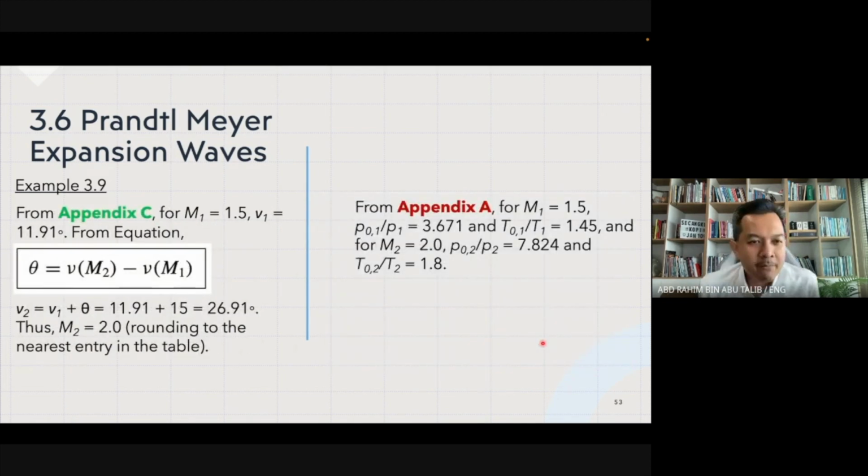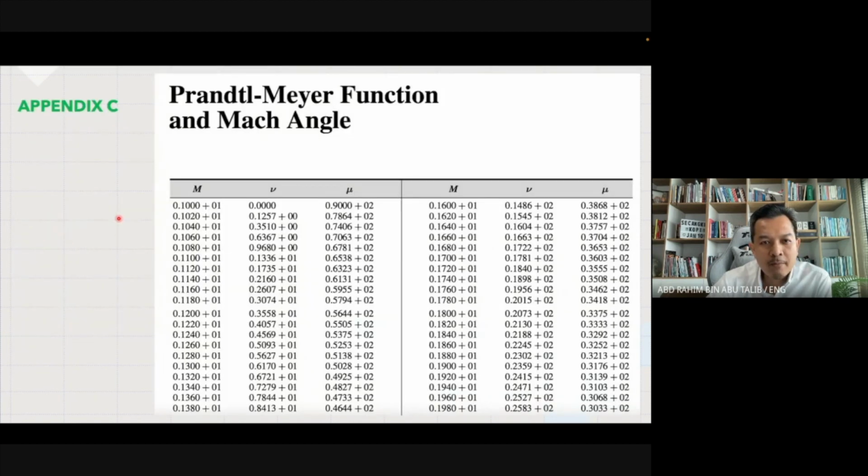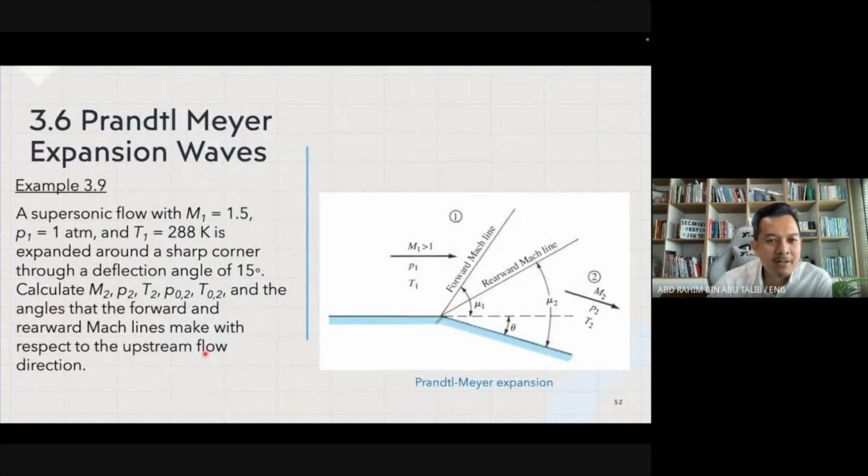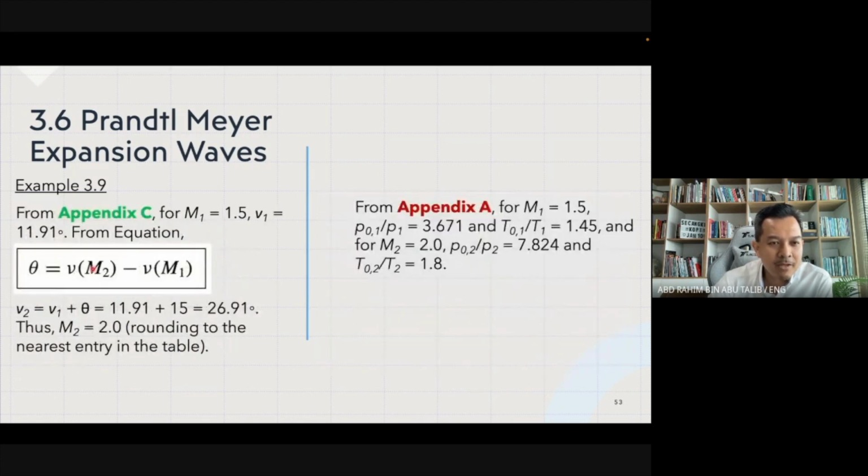So the first step, go to Appendix C, look at M1 equal to 1.5, V1 equal to 11.91. So you can go to Mach 1.5. It is not here. I'm very sorry, you have to go through the full page in Appendix C. So you can then get the value of V1 for the Prandtl Meyer expansion expression, right?